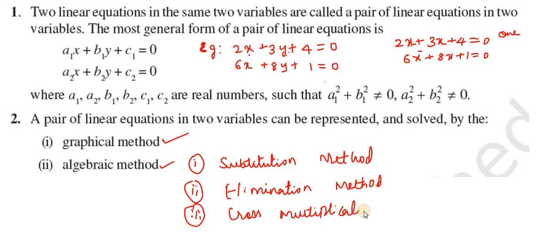In your syllabus all four methods are there, but because of this lockdown, they removed one method, that is the cross multiplication method. So the substitution method you need to study, elimination you need to study, and graphical is compulsory, but for cross multiplication they gave an exemption. This is only for this year. Okay, I hope all of you understood. This is known as simultaneous linear equations in two variables.